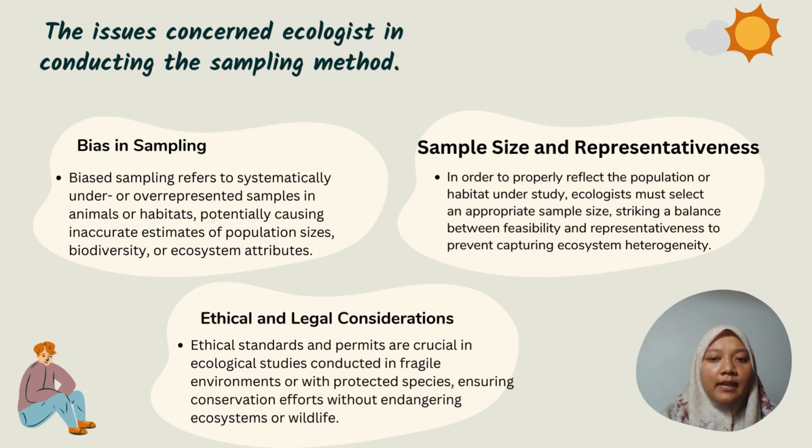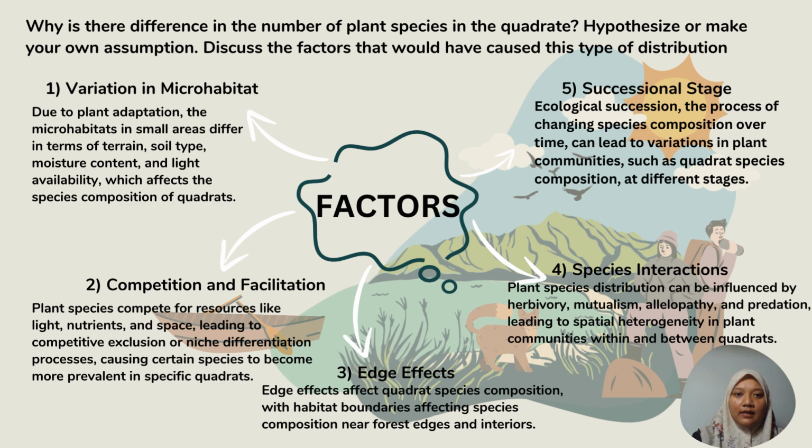Biased sampling can lead to inaccurate population estimates, while sample size must balance feasibility and representativeness. Ethical standards are crucial for fragile environments. As for the last discussion, microhabitat competition, edge effects, species interaction, and geographical heterogeneity all affect the species composition of plants in quadrats. The distribution of species is further influenced by differences in topography, soil type, moisture content, availability of light, herbivory, and predation.